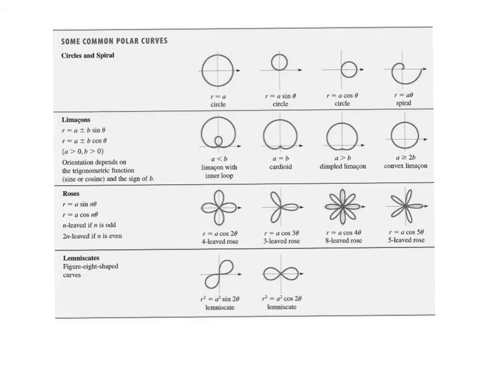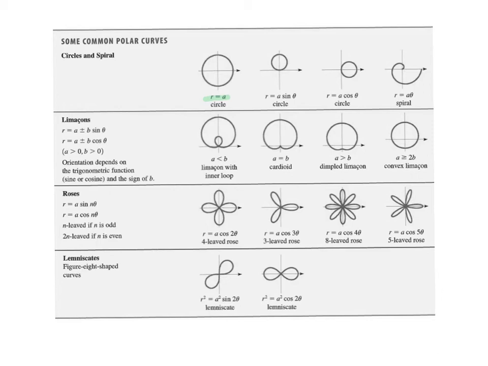I just plot points. On this next page, these are just some common graphs that you might see. We talked about just having a theta equal to a number, and that would be a line through the origin. But there's also an r equal to a number. So if r is equal to a number and there's no theta in the equation, it's just going to be a circle centered at the origin.